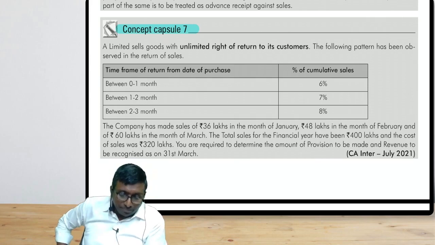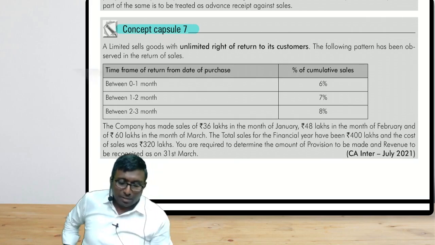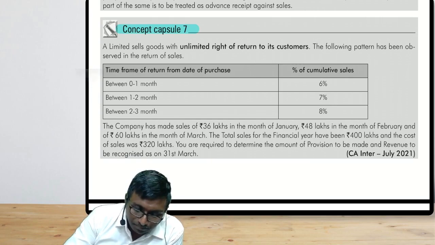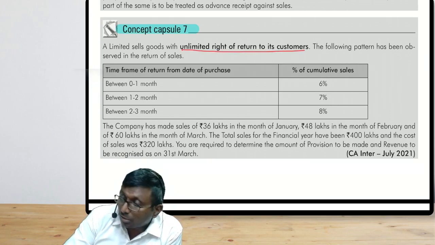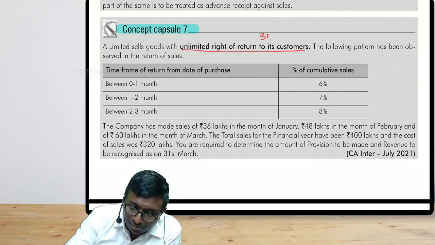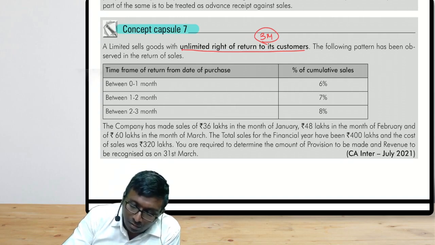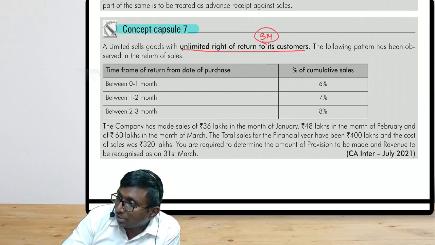What does it say, my dear? A limited company sells goods with an unlimited right of return to the customers. Unlimited right they have got. I mean, maybe 3 months maximum they must be having. The following pattern has been obtained for the return of sales.